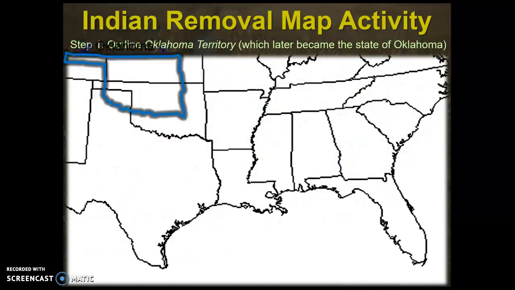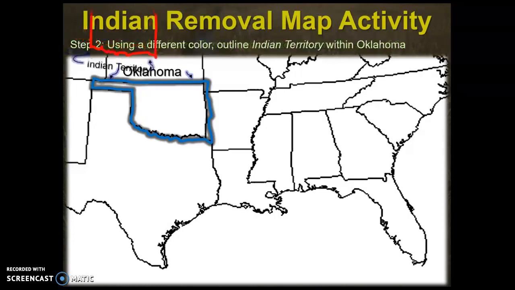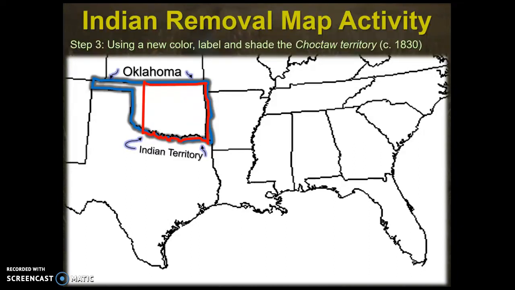Alright, step 1's real easy. All I want you to do is just outline where Oklahoma is. So, outline it, label it. Next step, I want you to outline the area of Indian Territory. Not all of Oklahoma was Indian Territory, just the majority of it was. Okay. And if I'm going too fast, just kind of heads up. Pause the video or slow me down in the bottom right corner.